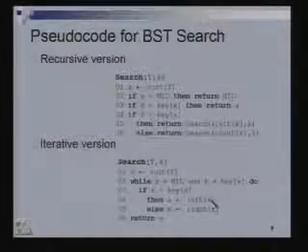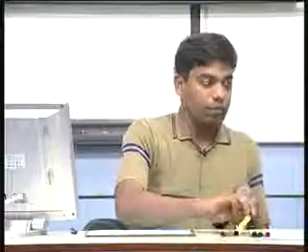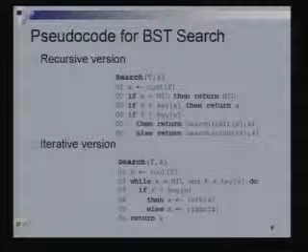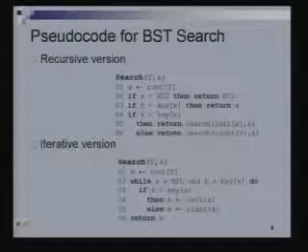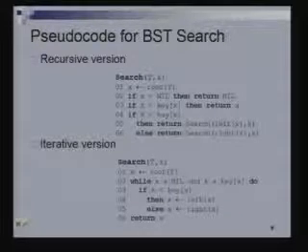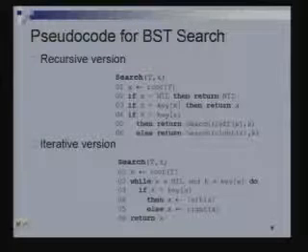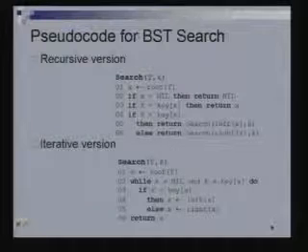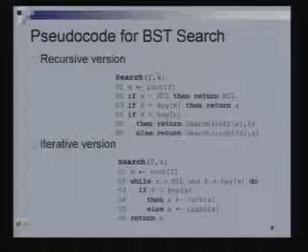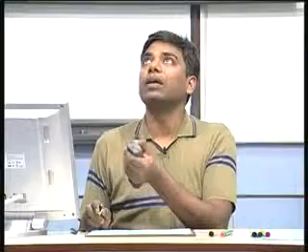So that means left is defined differently. Left is defined differently in both of these procedures. Because in one case it is giving the reference to the left subtree, and in the other case it is giving the reference to the left child node. It is a left child node. See, it is pseudocode.